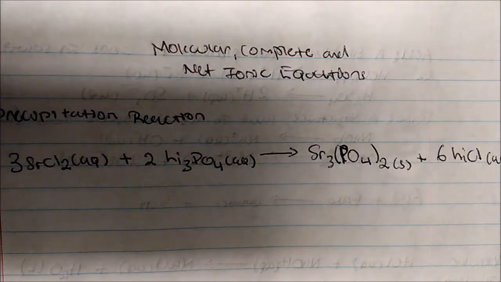So in this video, let's talk about the molecular, complete, and net ionic equations, okay? And we're going to look at two. We're going to look at precipitation reactions and acid-base chemistry. And again, this works for any types of reaction, combustion reactions, all that good stuff, okay?